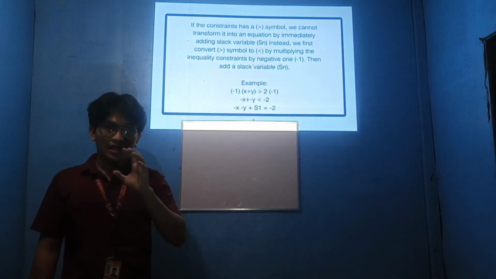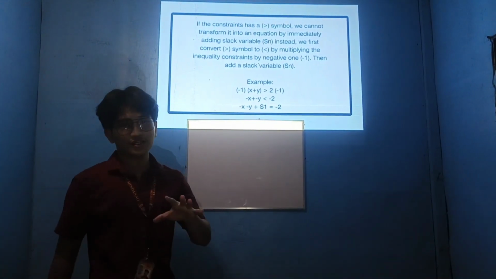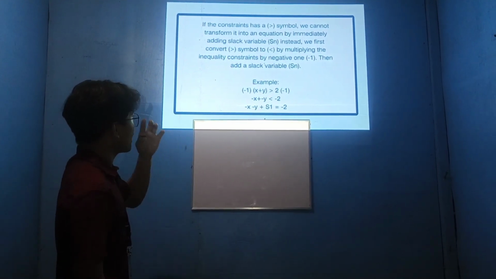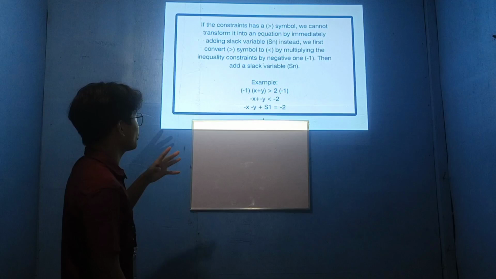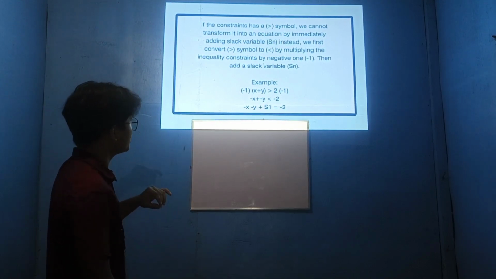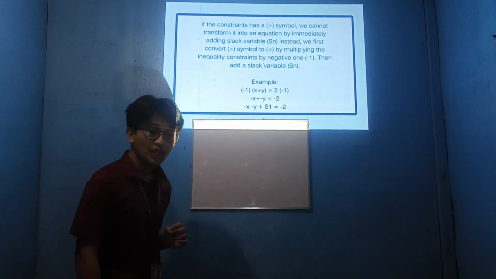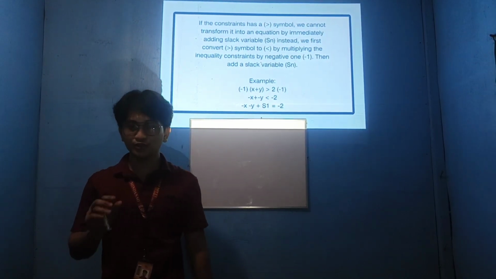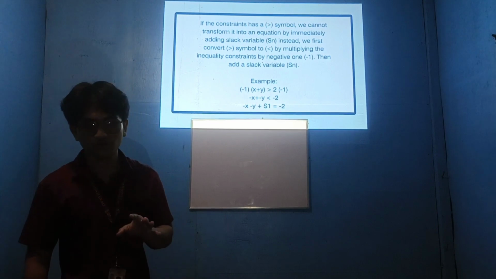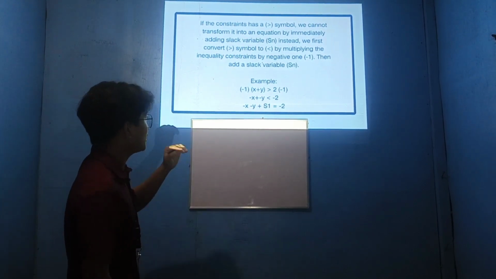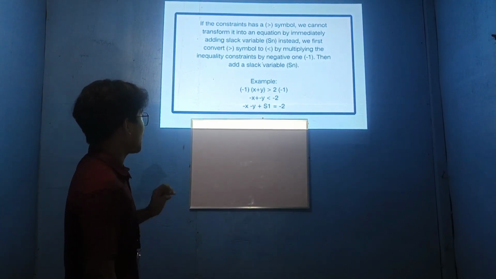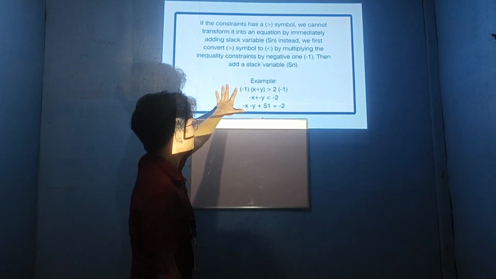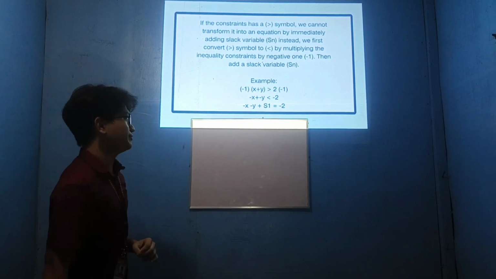Take note, linear programming is said to be in standard form if the constraints are modeled as equalities. In the rules of the maximization method, if the constraint has a greater than symbol, we cannot transform it into an equation by immediately adding slack variables. Instead, we first convert a greater than symbol to less than by multiplying the inequality constraint by negative 1, then add a slack variable. For example, as projected here on the board.